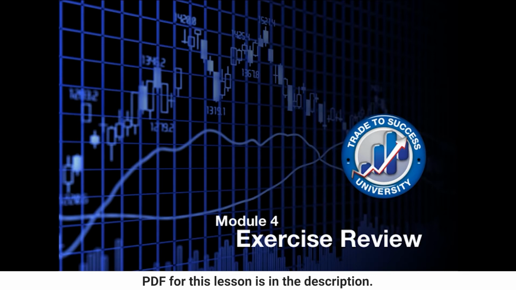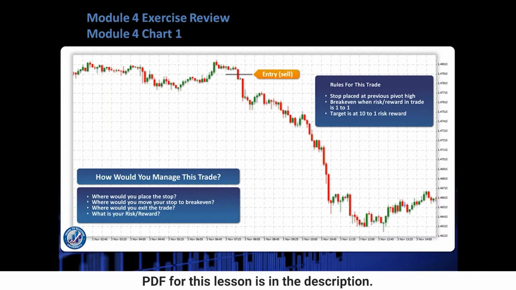Welcome back. So before starting Module 5, let's review the Module 4 exercise. So we've got Module 4 Chart 1. The rules for this trade are that the stop needs to be placed at the previous pivot high. The break-even is when the risk-reward in the trade is 1-to-1, and the target is at a 10-to-1 risk-reward.